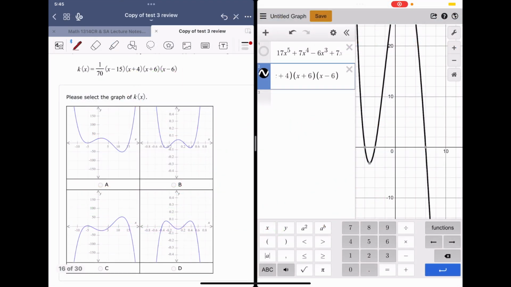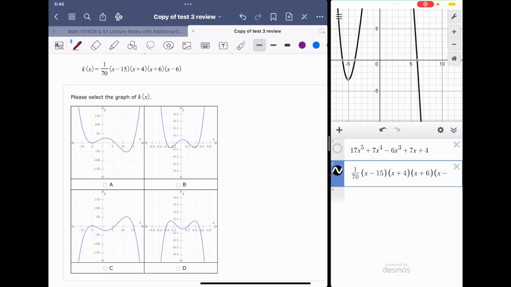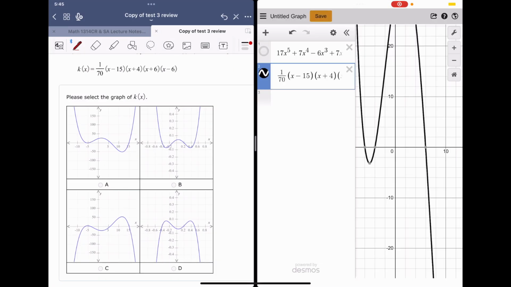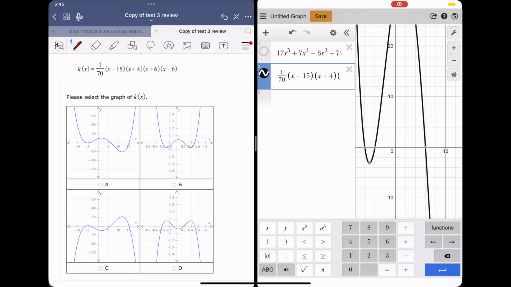Asking you to identify the function. So this is another multiple choice question. I typed it into Desmos. I kind of want to make this clear. So it's the second function I typed into Desmos. It's hard to see. There we go. Oh, you can scroll and let's try one more time.